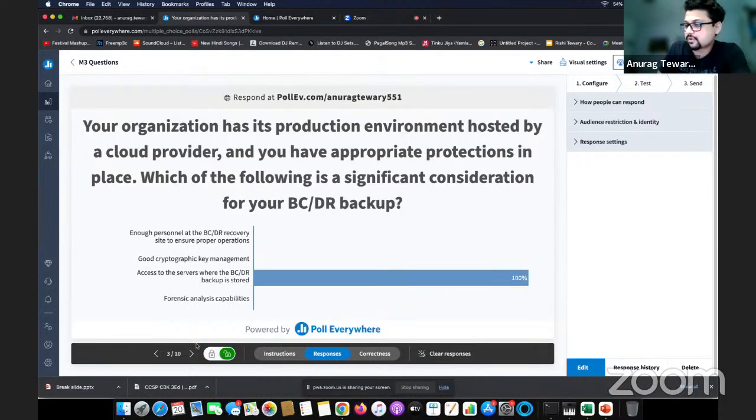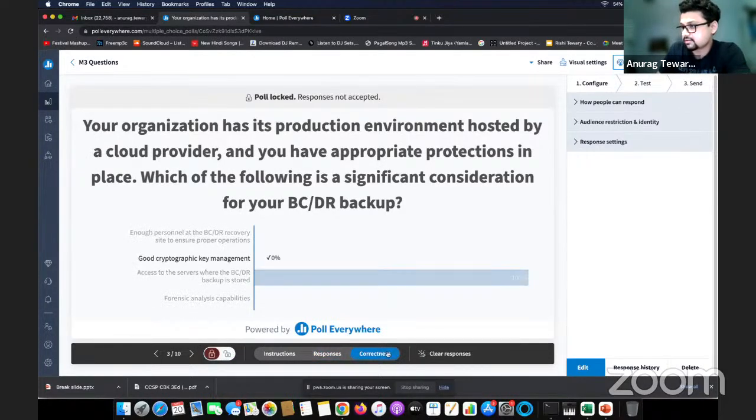So, okay, let me move on. I think the answer here is actually the second one, which is good cryptographic key management.